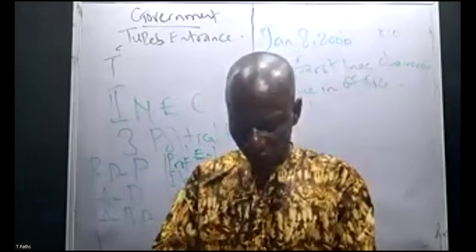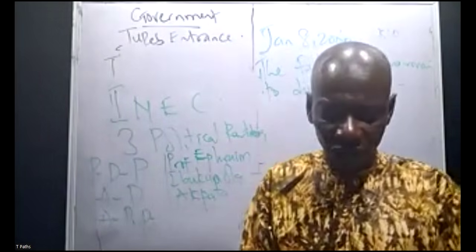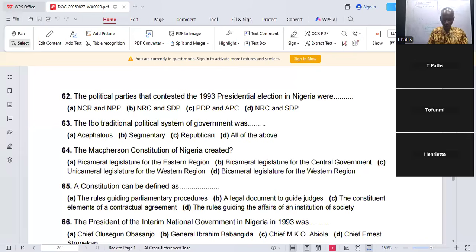So let's move on. The next question. The Igbo traditional political system of government was dash. This is under pre-colonial. A, acephalous. B, segmentary. C, Republican. D, all of the above. If you look at what is acephalous in Igboland, there's no central authority. Power is scattered among certain individuals, such as paramount chiefs, title holders, age grade society, council of elders. So A is there. Segmentary is still the same thing with acephalous, the same with Republican. So the answer is D, all of the above.